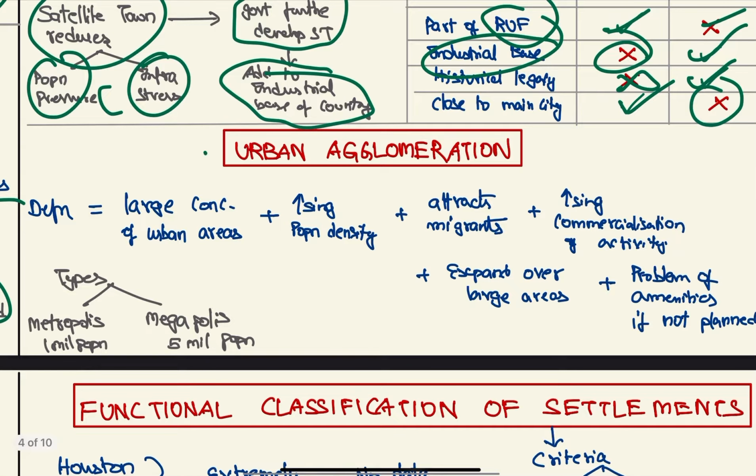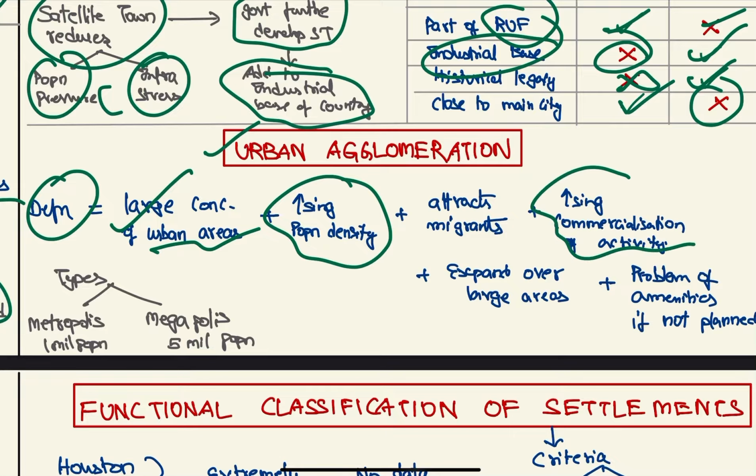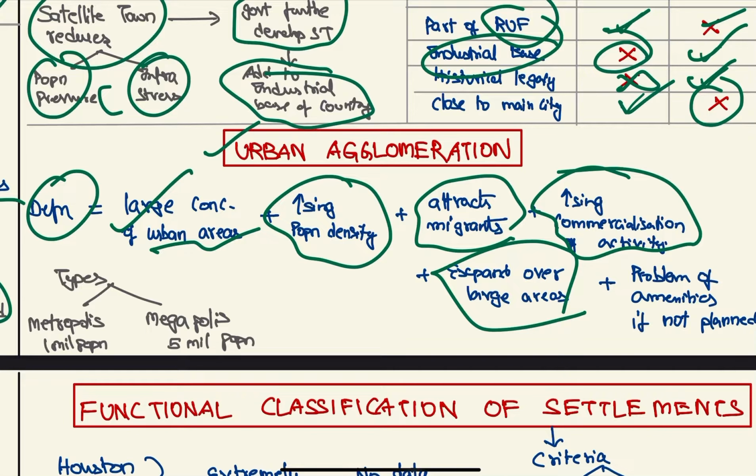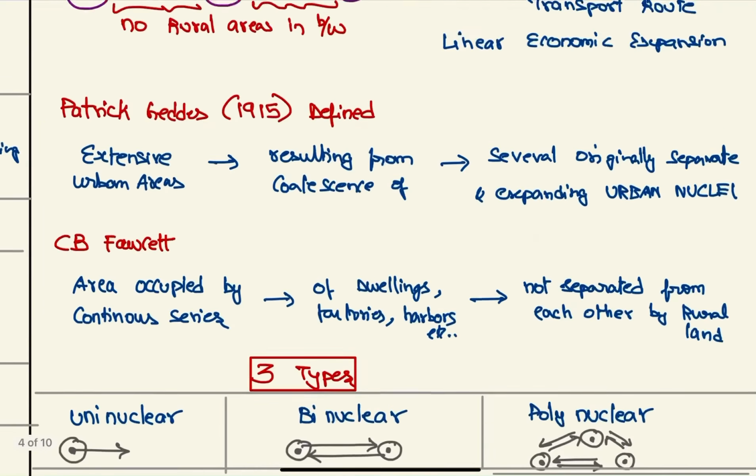Next, we have urban agglomeration. We have to define it first. It is a large concentration of urban areas with increasing population density and increasing commercialization of activity. Therefore, they attract migrants and expand over large areas, leading to problems of amenities if they are not well planned. There can be two types: metropolis and megapolis, with 1 million population and 5 million population respectively.